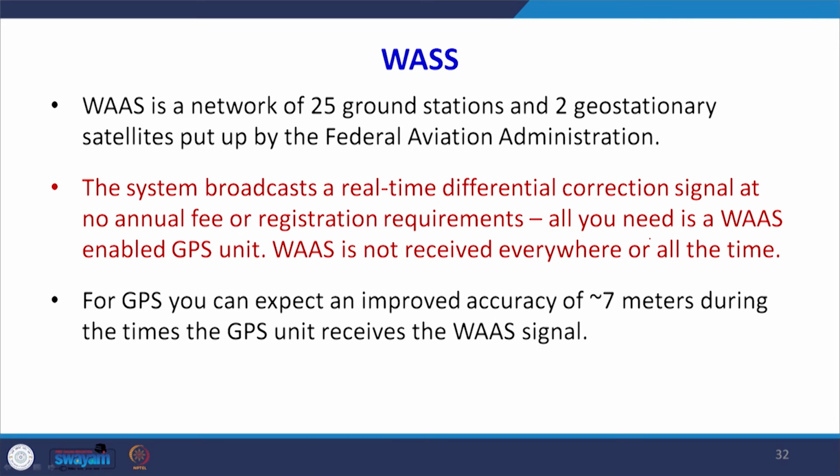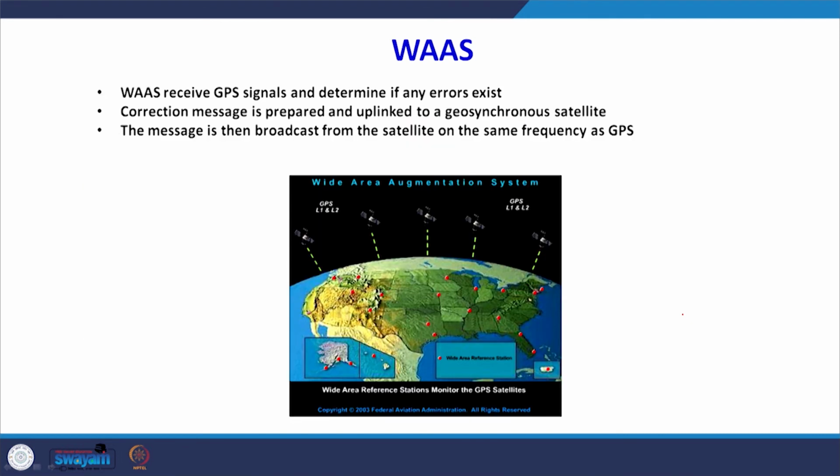So, we have 25 ground stations and 2 geostationary satellites in the US, and this system will broadcast real time differential signals to the observations. Those are corrected, and then you can get improved accuracy of up to 7 meter with this. So, this is also one of the ways how we can improve the accuracy, to augment it.